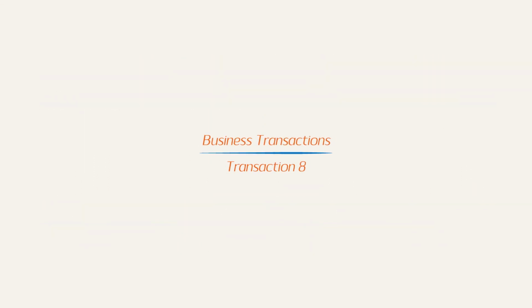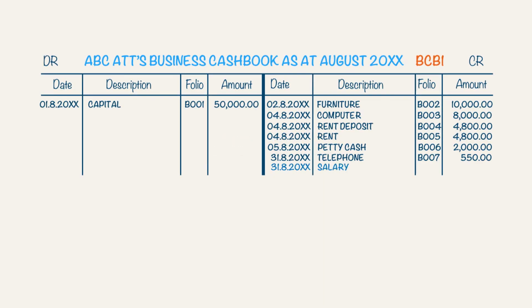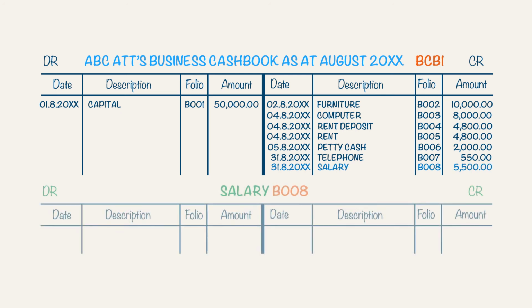Transaction 8. On 31 August 20XX, the firm paid Susan the receptionist a salary of 5,500 Rand. You credit the business cashbook as money was paid out of the business account. You debit the salary account as this is an expense incurred by the firm. You record the date, the description, the folio, and the amount accordingly.